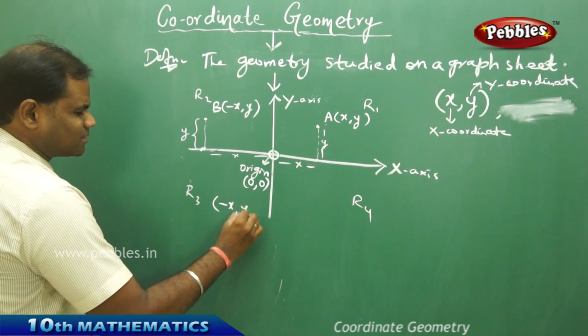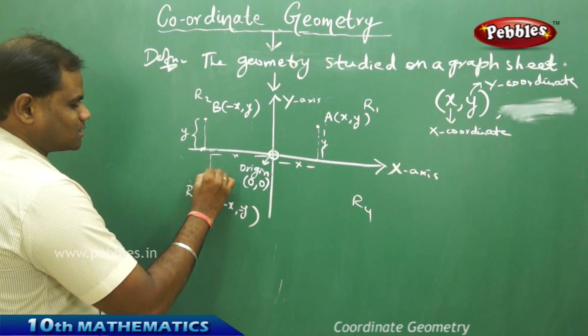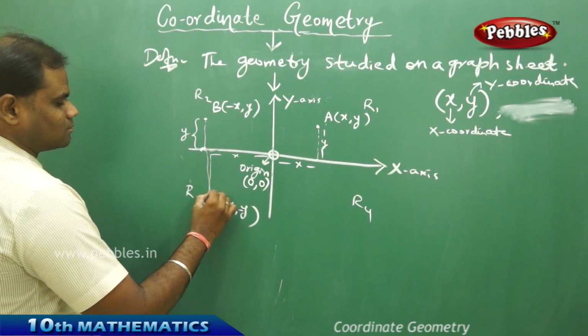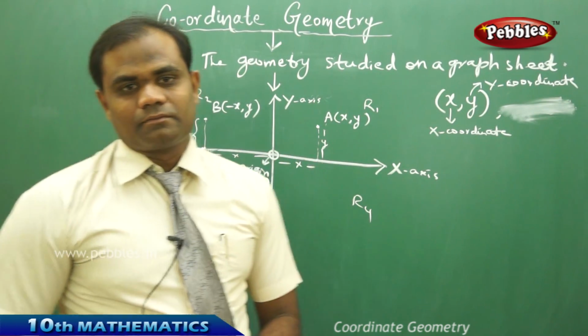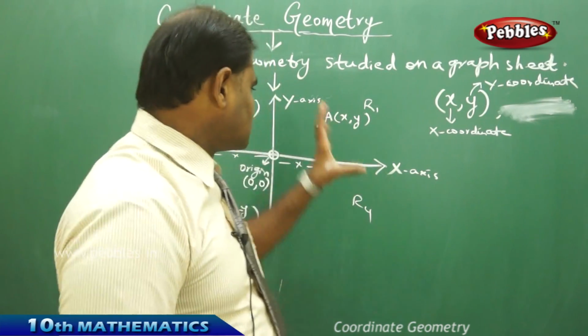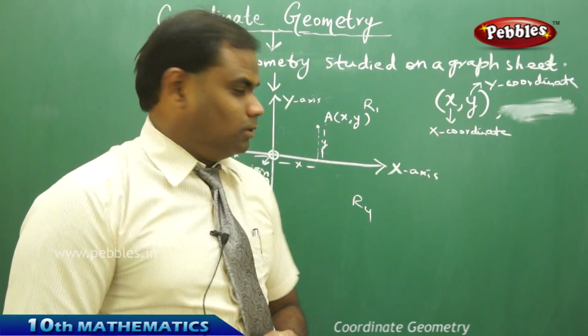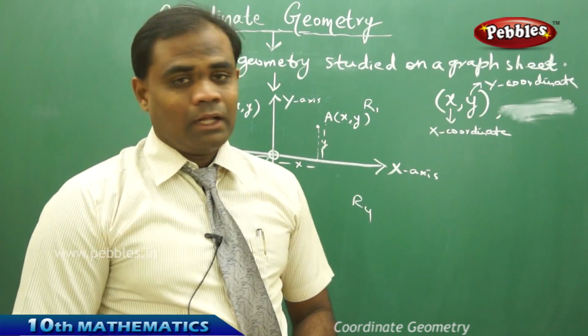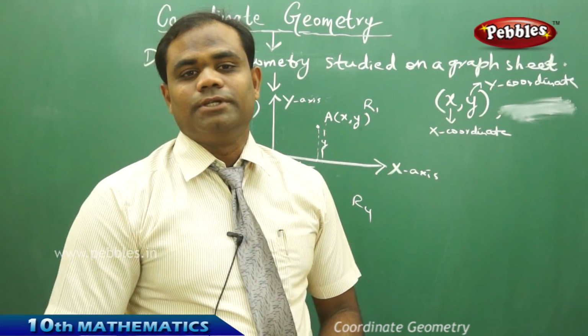Similarly, when I take minus x, minus y as the coordinate of C, this is understood as x units from here and y units from here. So finally, we understand that the position of an object can be identified on this four-quadrant xy coordinate system by taking the point, and the coordinates of the point define the object.